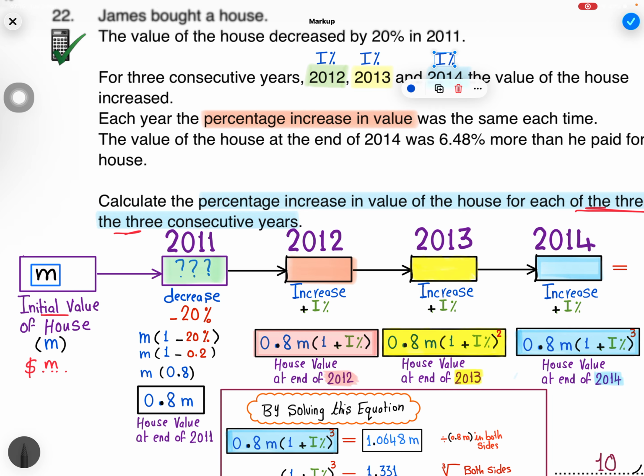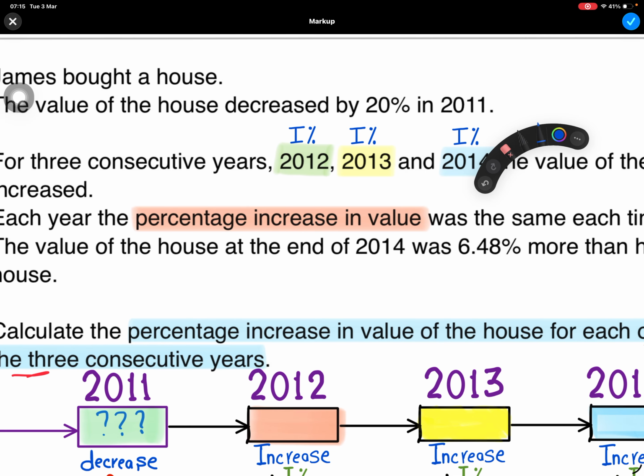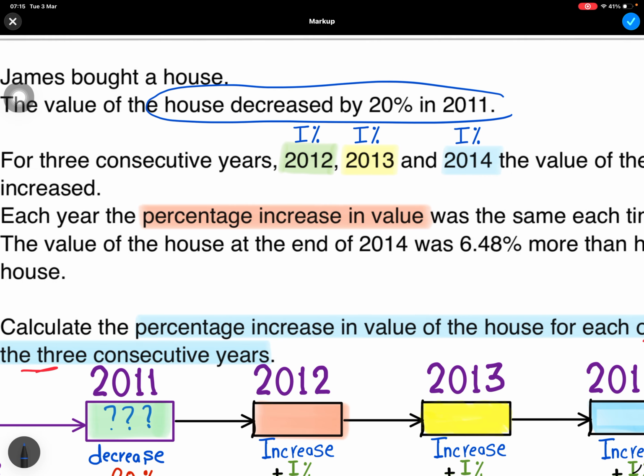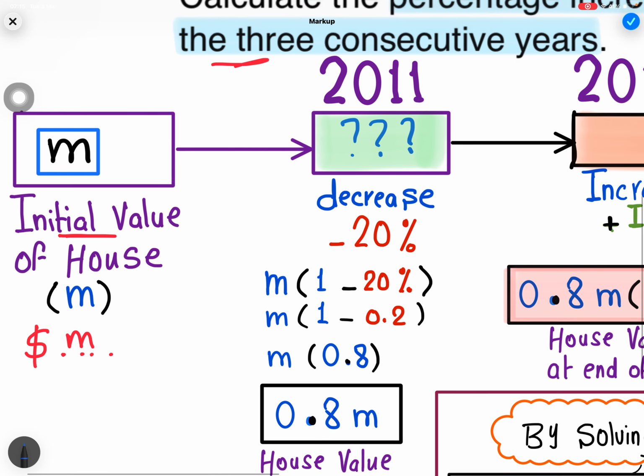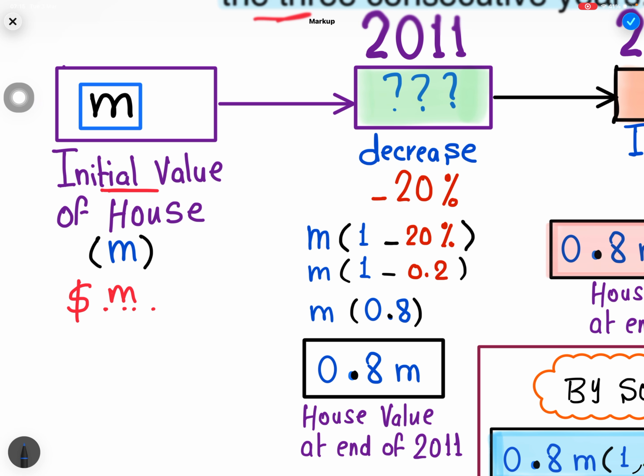So at the end of 2011, as he said in the beginning, there is a decrease of 20%. What is the meaning of decrease 20%? The value of the house at the end of 2011 is 20% less than the original value, the initial value. Which means, by knowing the growth and decay formula, this is a decay, not growth. So it is a decay, which means we do subtraction. Since it is decreasing, we do subtraction.